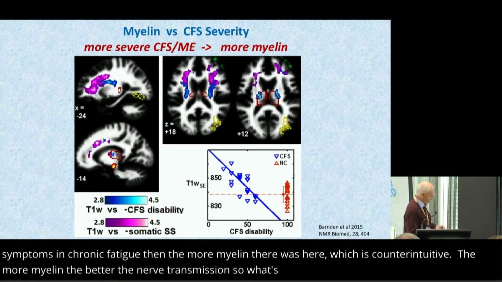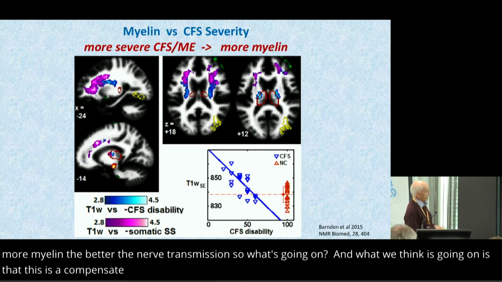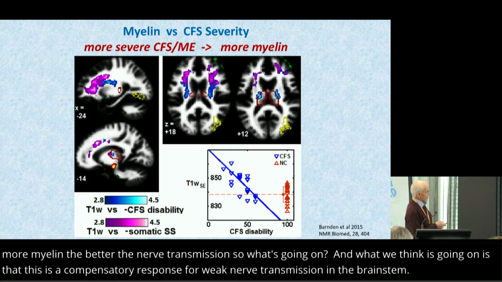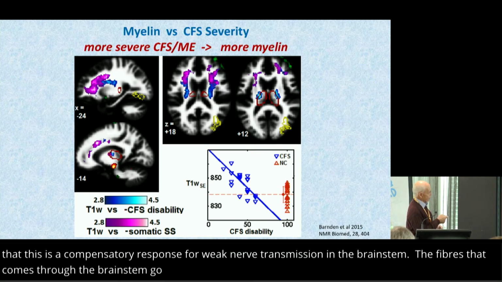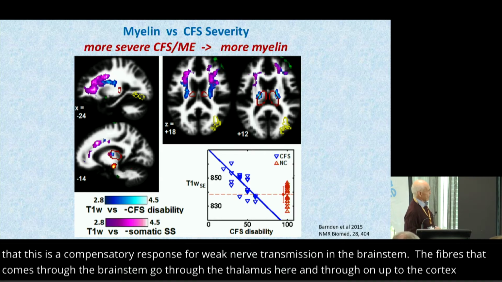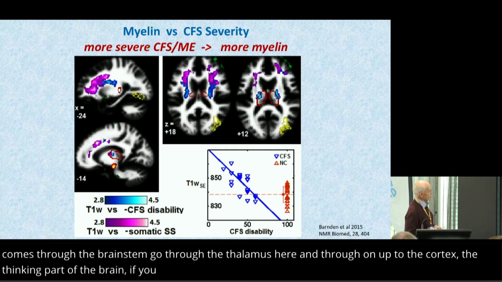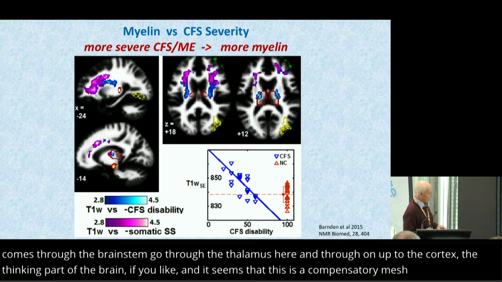And what we think is going on is that this is a compensatory response for weak nerve transmission in the brainstem. The fibres that come through the brainstem go through the thalamus here and through on up to the cortex, the thinking part of the brain, if you like. And it seems that this is a compensatory measure for problems in the brainstem.